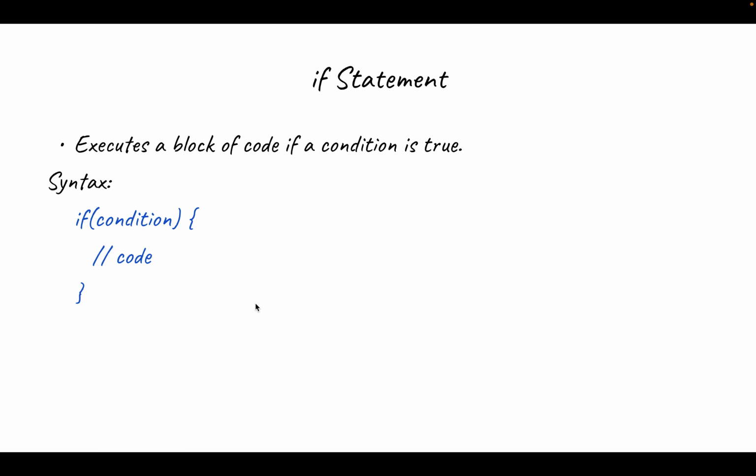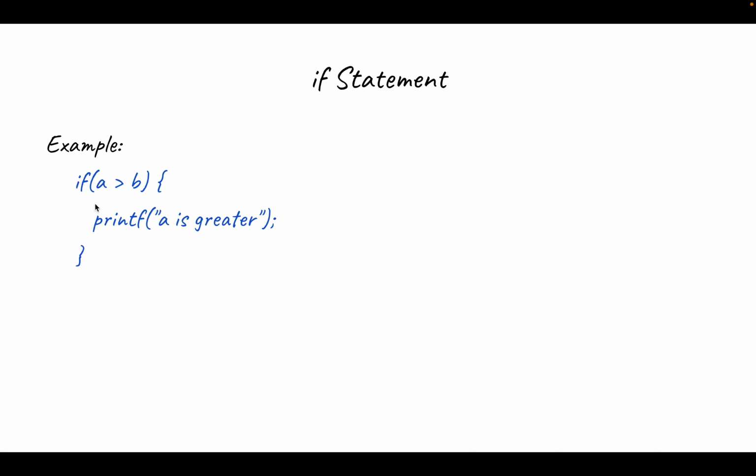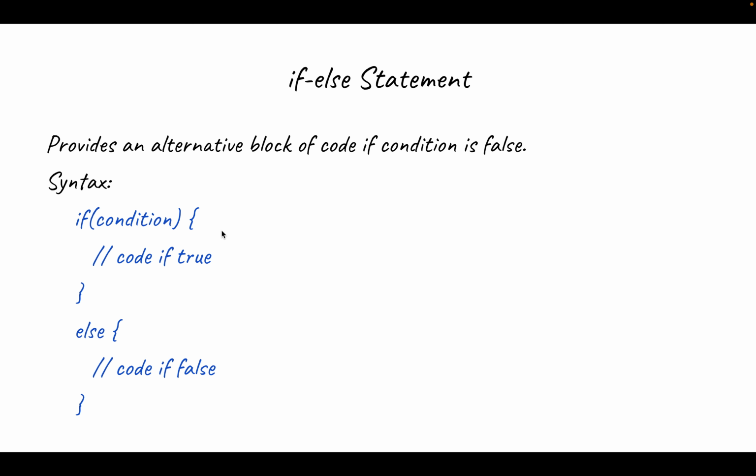The if statement executes a block of code if a condition is true. Syntax: if condition is true, then execute this code. Example: if a greater than b, if this condition is true, then print a is greater.